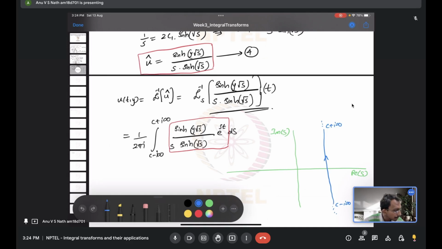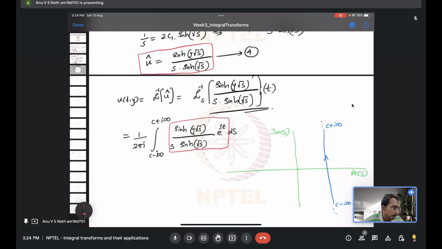If you see this function, we have to find the singularities, but let me tell you, the most right singular point is actually the origin only, 0, and there is no other singular point on the right of 0, so you can choose anywhere right of the origin to be the blue line, c minus i infinity to c plus i infinity. And yeah, any question?